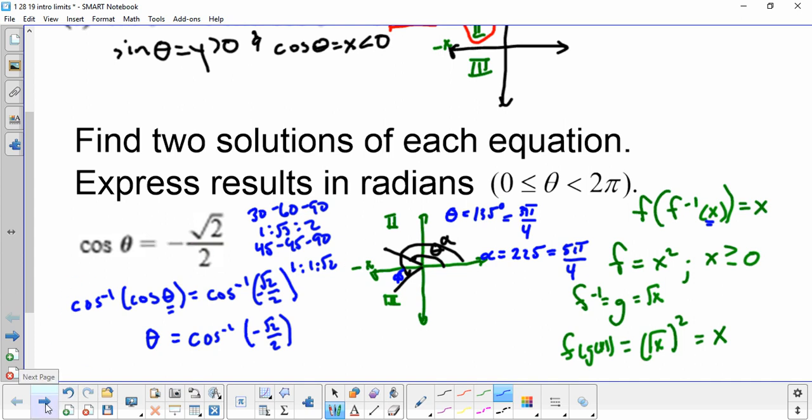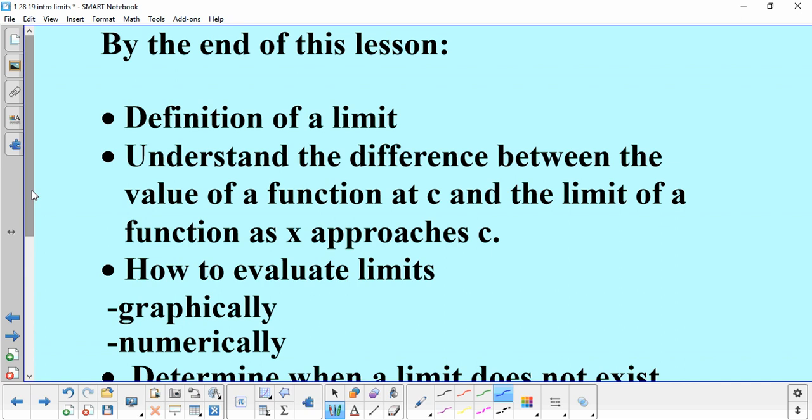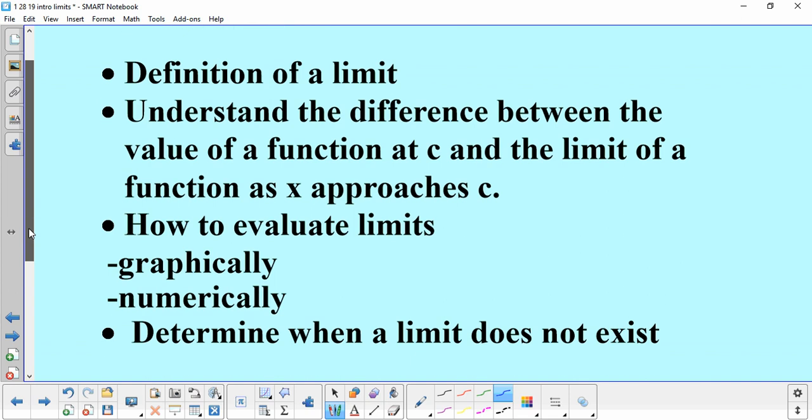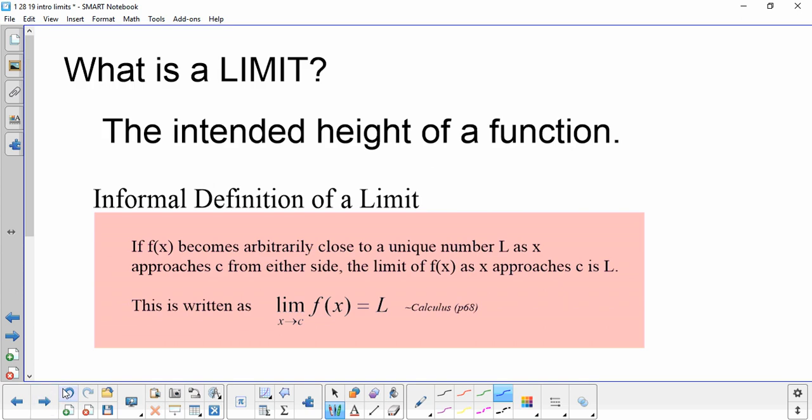And so today what we're going to do is get to the nitty-gritty from Music City. We're going to talk about limits. And these are the objectives for this lesson. We're going to talk about the definition of a limit. We're going to hope to understand the difference between the value of a function at c and the limit of a function as x approaches c. We're going to hopefully be able to find out how to evaluate limits graphically and numerically, and also, not hope, we will determine when a limit does not exist. So without further ado, here we go.